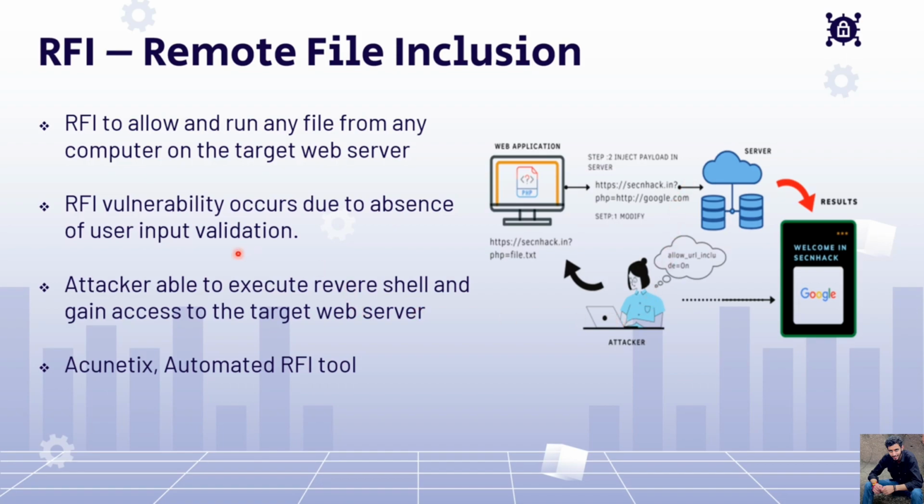RFI vulnerability occurs due to the absence of user input validation. And also you can use Acunetix. It's an automated tool which can be run against the web server to detect and identify RFI vulnerabilities.